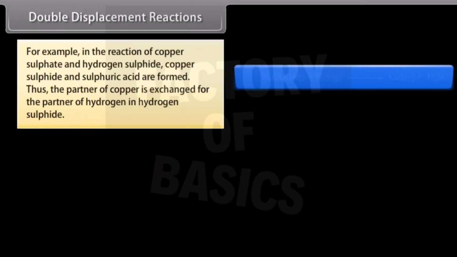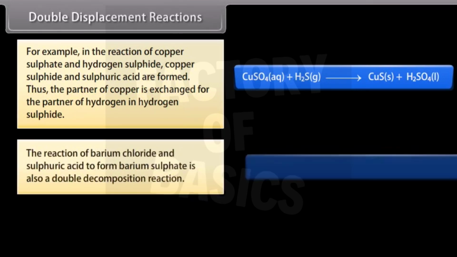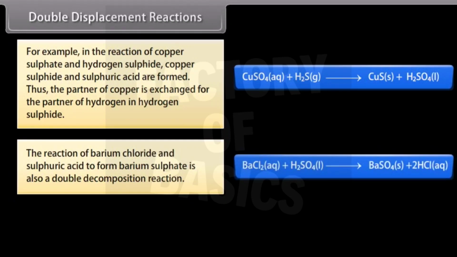For example, in the reaction of copper sulfate and hydrogen sulfide, copper sulfide and sulfuric acid are formed. Thus, the partner of copper is exchanged for the partner of hydrogen in hydrogen sulfide. The reaction of barium chloride and sulfuric acid to form barium sulfate is also a double displacement reaction.